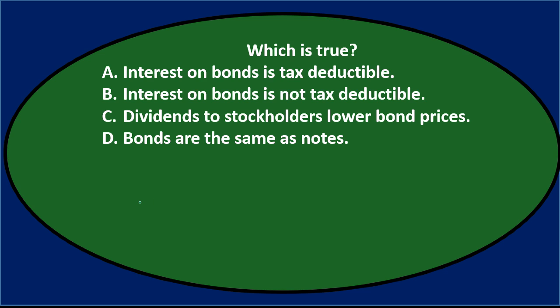First question, which is true? A, interest on bonds is tax deductible. B, interest on bonds is not tax deductible. C, dividends to stockholders lower bond prices. Or D, bonds are the same as notes. Okay, so let's go through this again. Which is true? A, interest on bonds is tax deductible, or B, interest on bonds is not tax deductible.